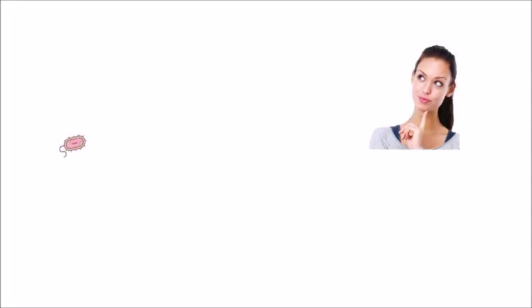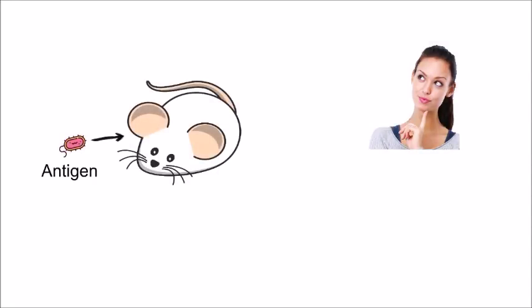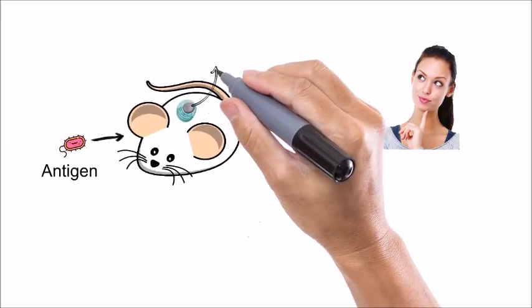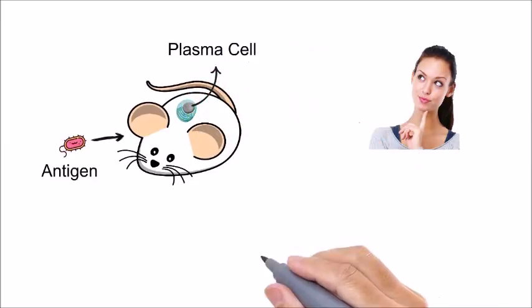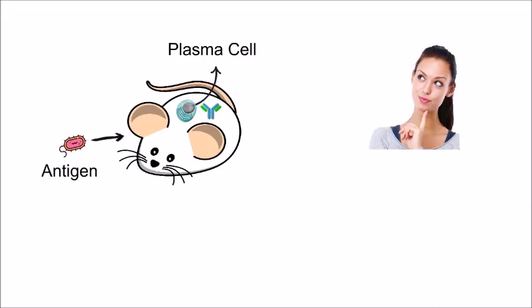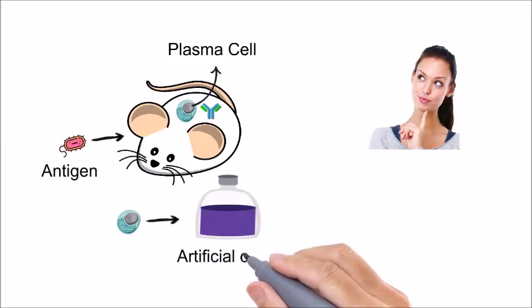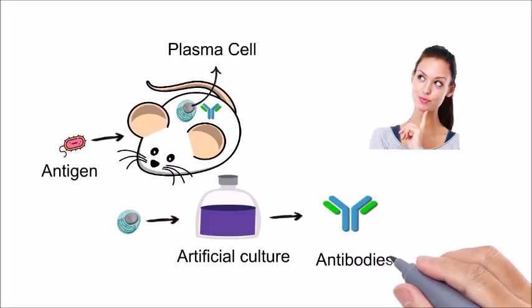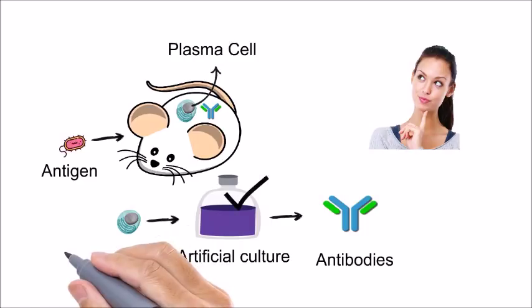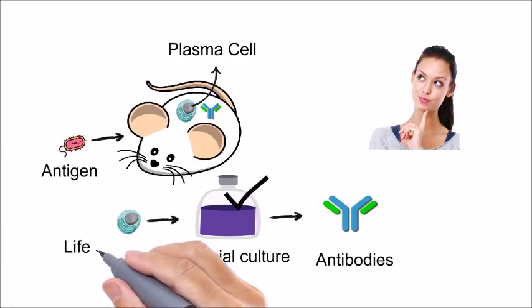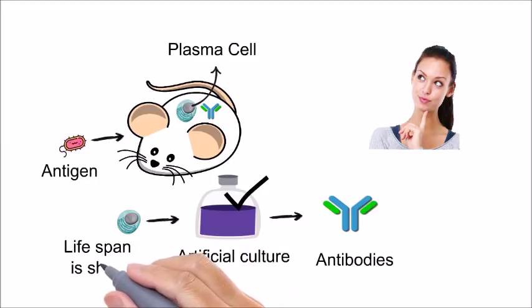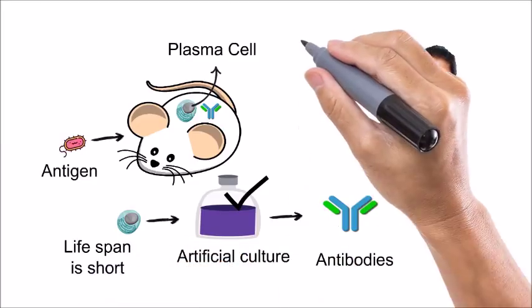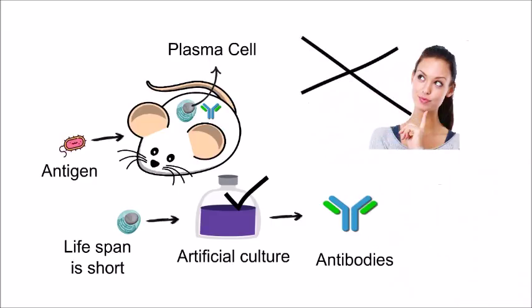Now we might think, if the antigen is administered into the body of an animal and that animal produces plasma cells against that particular antigen, which produce monoclonal antibodies against it, we can isolate this plasma cell from the lab animal and culture it in artificial media. And in artificial media, this plasma cell will produce antibodies for us. It is correct. The plasma cells can be cultured in artificial media, but the biggest problem is that the lifespan of plasma cells is very short. It is from a few weeks to a few months. And that's why we cannot produce antibodies for a long time by culturing them in artificial media.